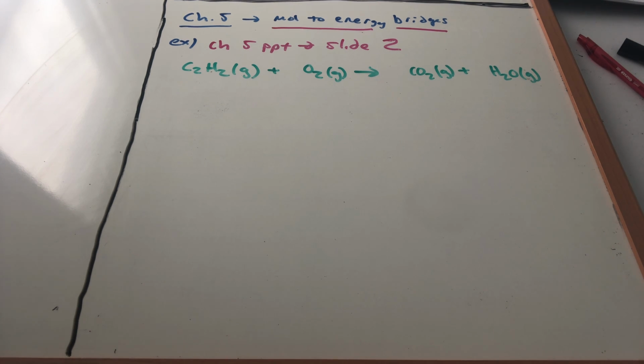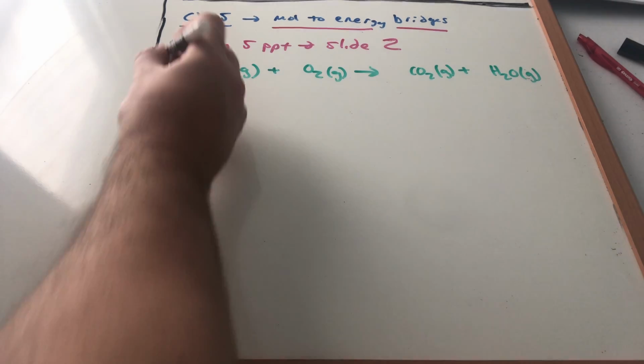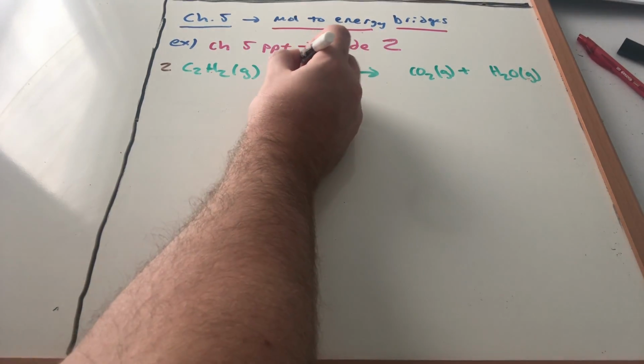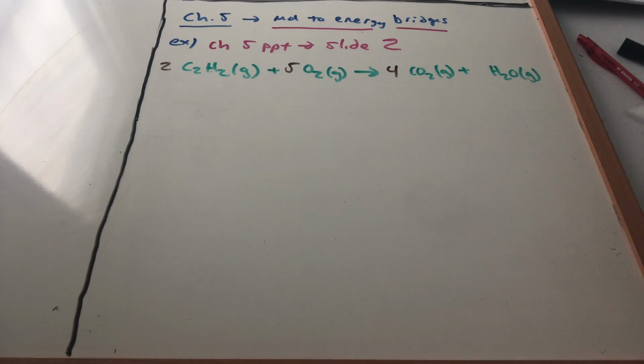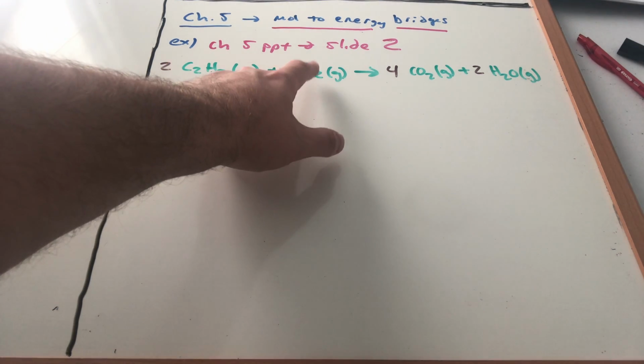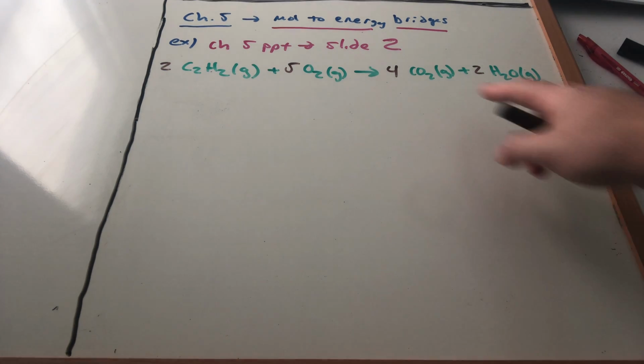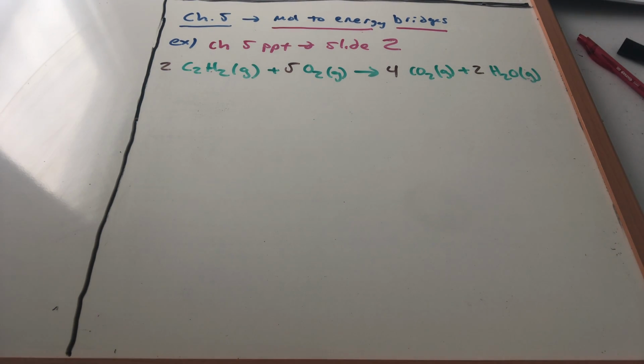Okay. Now, when I balance this, let me use a different color. When I balance this, using whole numbers, I get a 2 here, a 5 here, a 4 here, and a 2 here. And all I'm doing is counting on the left-hand side and the right-hand side and making sure that everything is obeying the law of conservation of mass. So this looks like a combustion. If you ever see that word combustion, just remember O2 is the other reactant, right? And you get CO2 and H2O out.